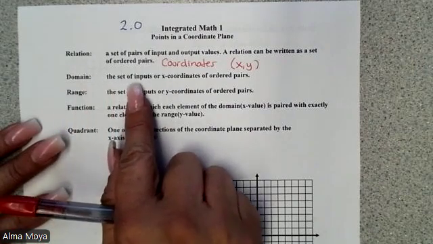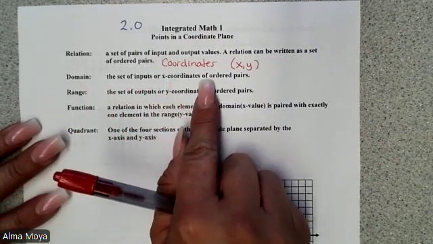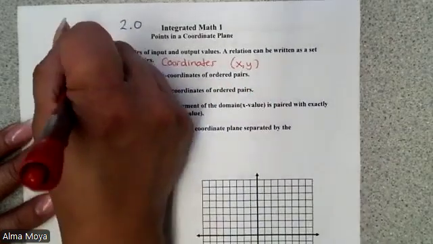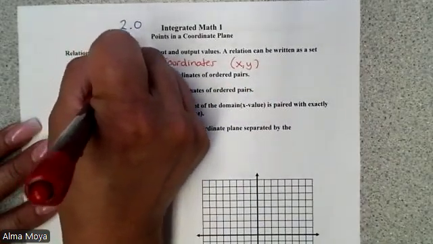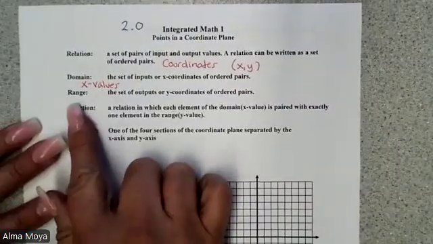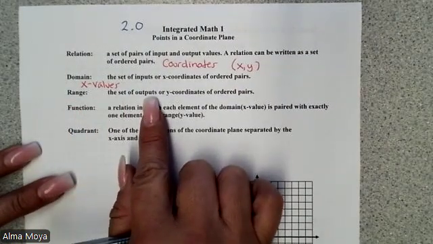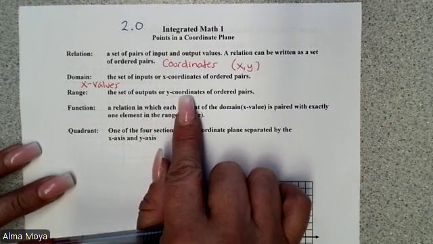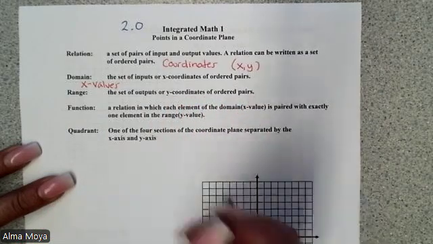Domain. The domain is the set of input or X coordinates of an ordered pair. These are basically the X values. And a range is a set of outputs or Y coordinates of ordered pairs.